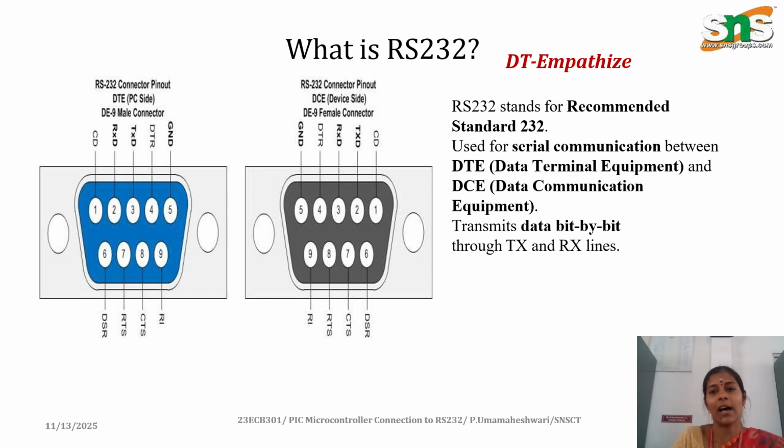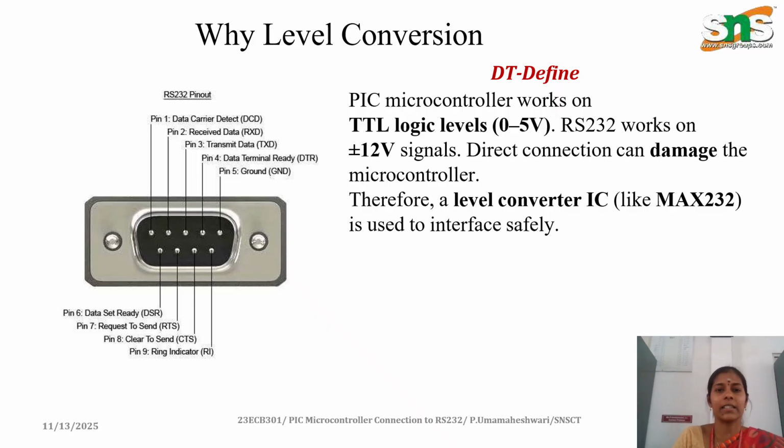What does RS mean? RS stands for recommended standard 232, which is used for serial communication between DTE, that is data terminal equipment, and DCE, data communication equipment, which transmits the data bit by bit through the transmitter and receiver pins. In this diagram you can see the RS-232 connector pinout, which is a DCE device with a DE9 female connector. Next, we will see the level converter.